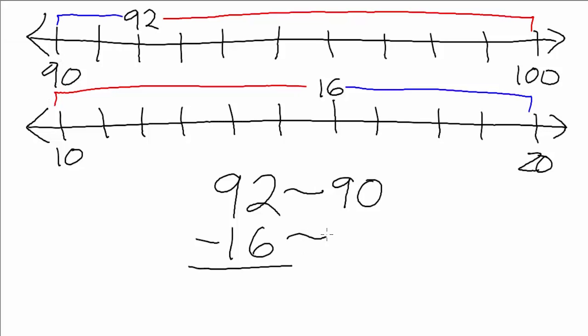Now we can find the difference of our two rounded numbers. 90 minus 20 is 70. Therefore, 92 minus 16 is about 70.